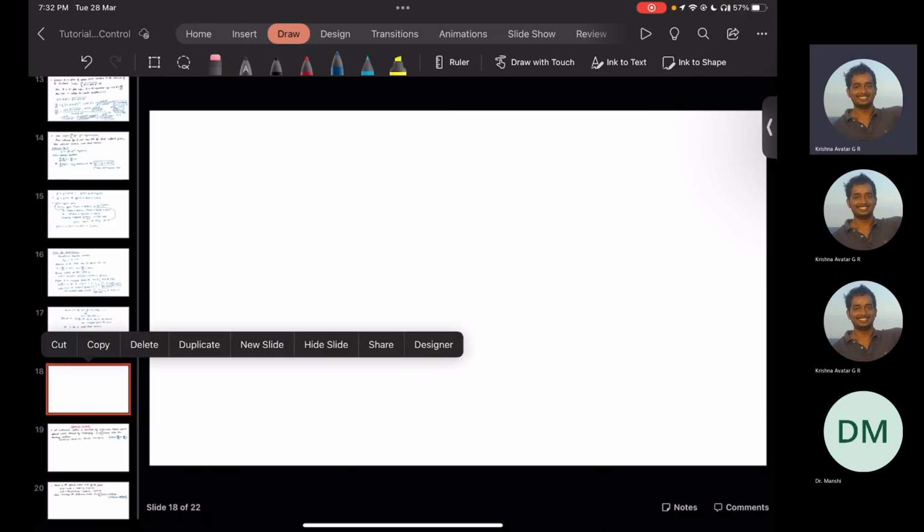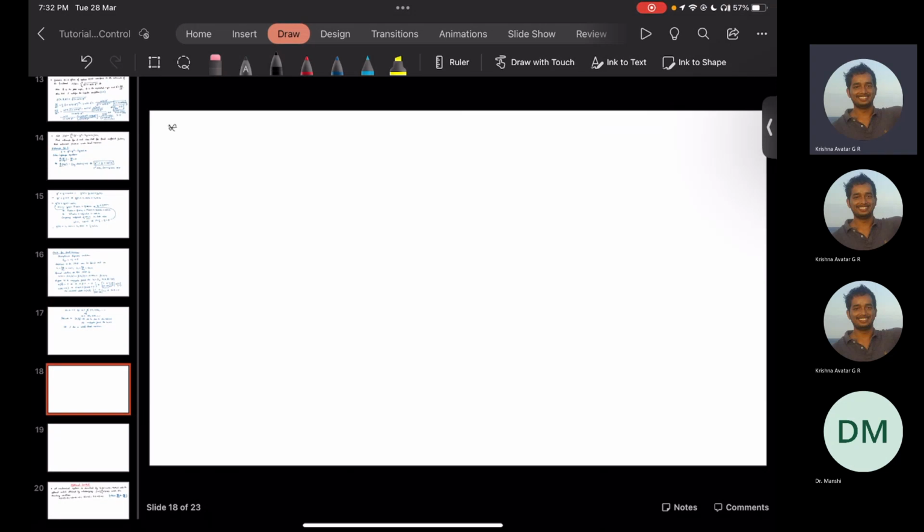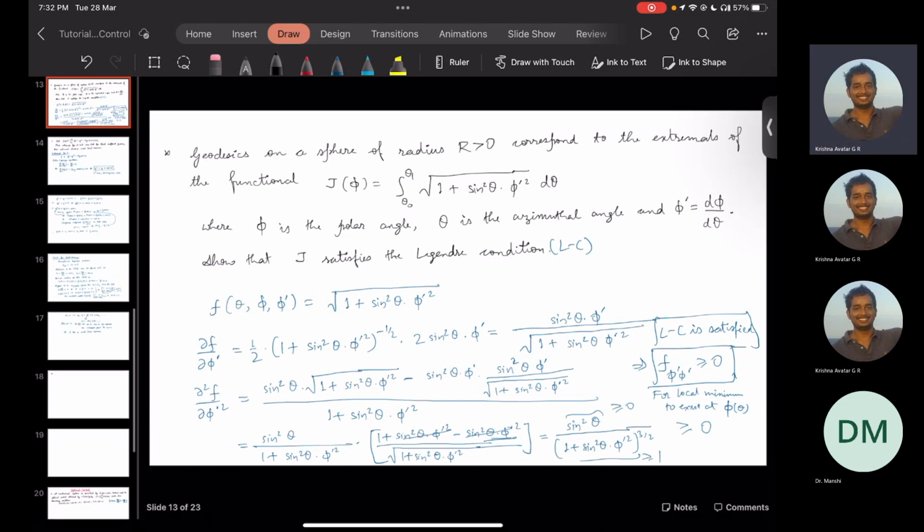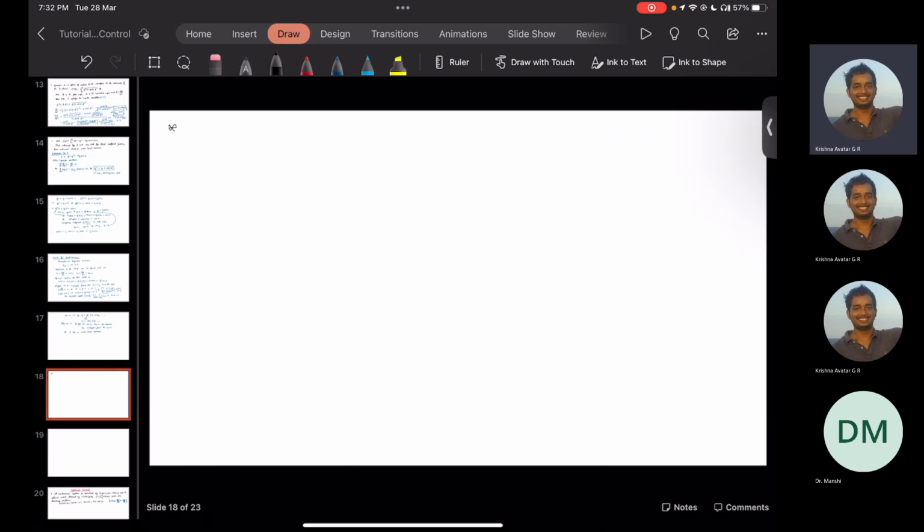Now let's solve another problem in the same fashion. So the problem is, let's just take a look at one of the geodesic problems that we have solved today. So we would be extending this particular problem to determine the conjugate points. So let me write the problem. Let J be equal to the integral from theta naught to theta 1 of root over 1 plus sine square theta phi prime square d theta, right?